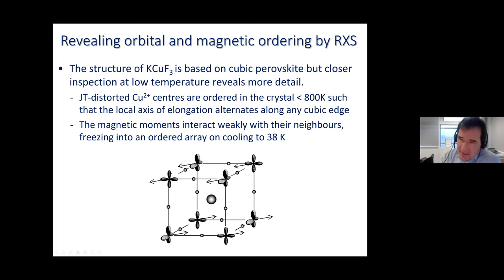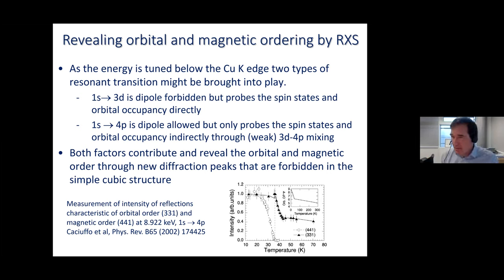And resonant X-ray scattering, through its ability to measure the magnetic character of these orbitals, is able to reveal the point at which the magnetic order sets in. So again, by performing RIXS measurements, as we say in the shorthand, you can start to observe the onset of magnetic order.